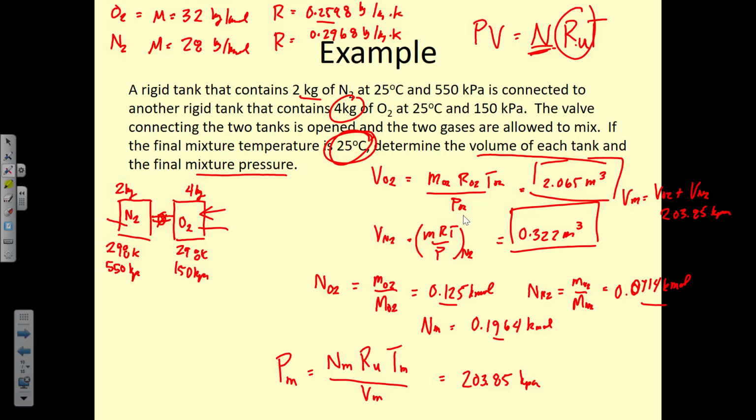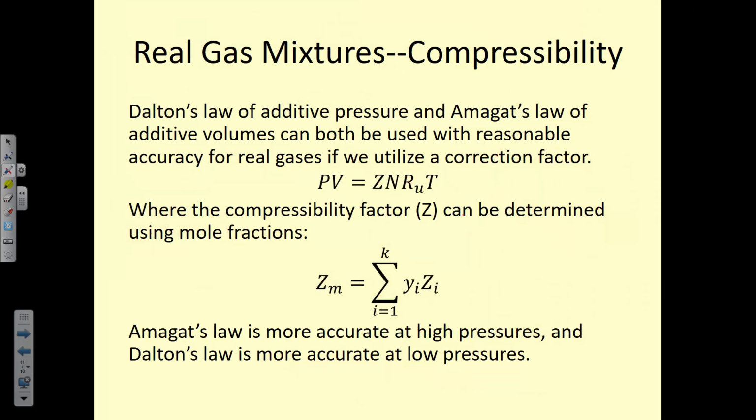Okay. Because R is equal to R sub U over M for every gas. So this universal gas constant is universal, and then we find our R values by just dividing through by the molar mass of each individual gas. But that's already been tabulated for us.